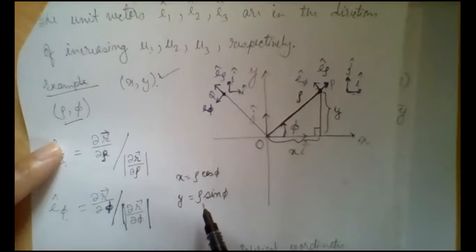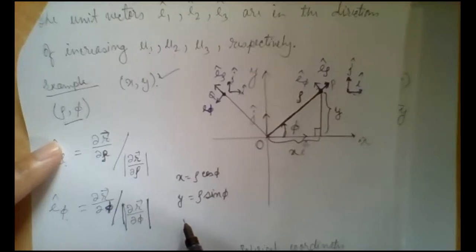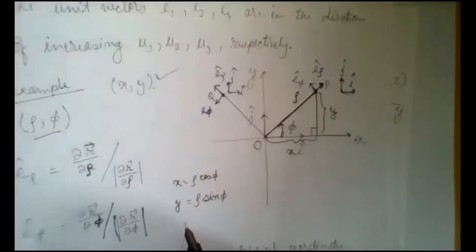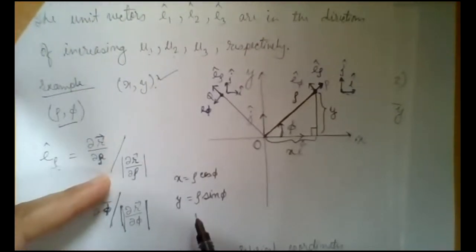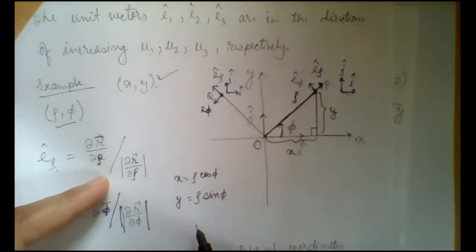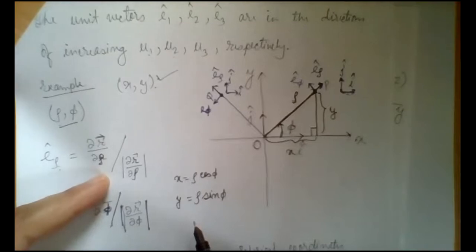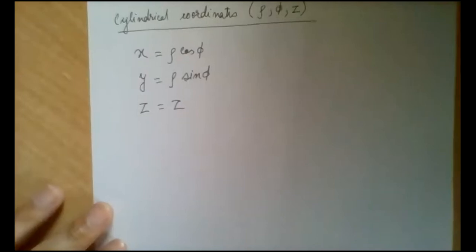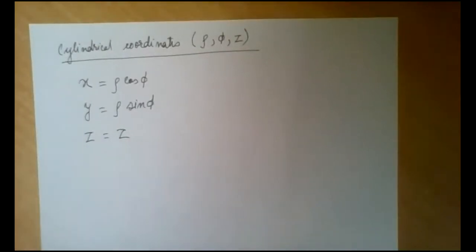Two-dimensional polar coordinates, if you add a third coordinate z equal to z, and that z we define in the same way the z is defined in the Cartesian coordinate system, what does this become? This becomes the cylindrical coordinate system. We simply add a third coordinate z, which is defined in the same way the z is defined in a Cartesian coordinate system. So this is the cylindrical coordinate system.